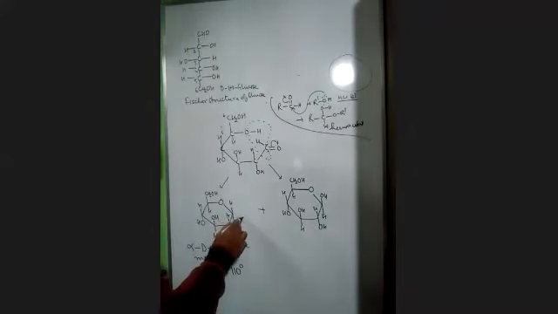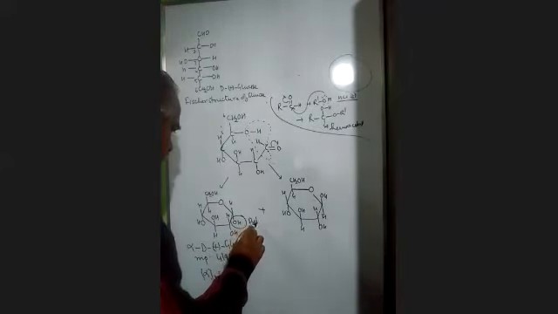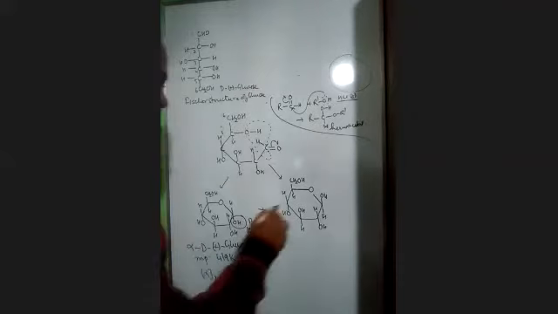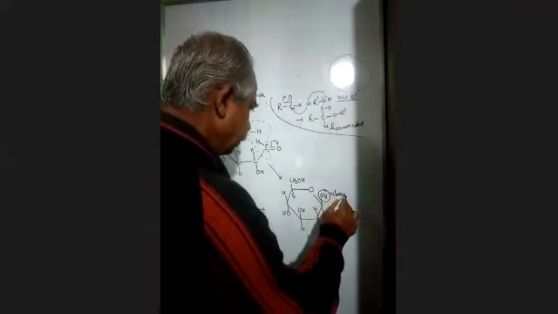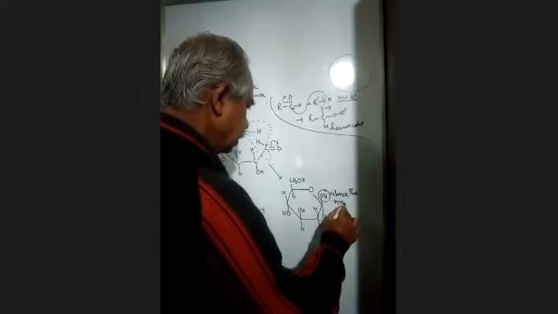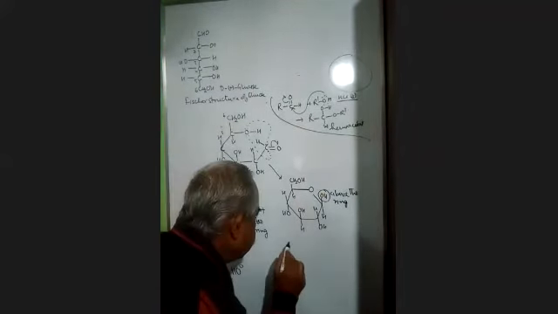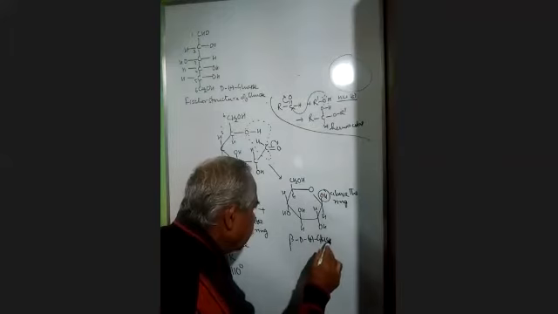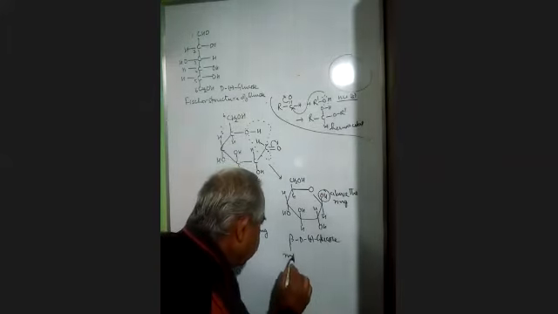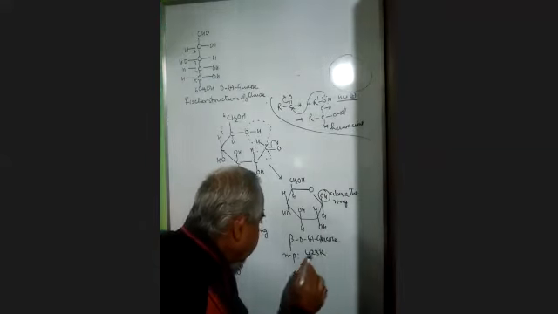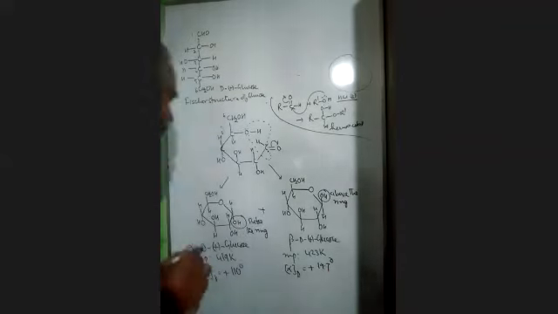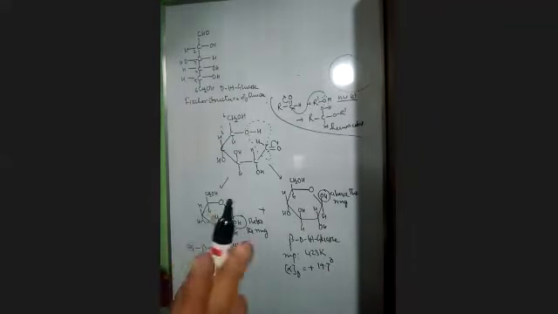Here, OH group is on the top. See, this is the one below the ring. Here, above the ring. So now, beta D plus glucose. What is its melting point? 420 Kelvin. What is its specific rotation? Plus 19.70.